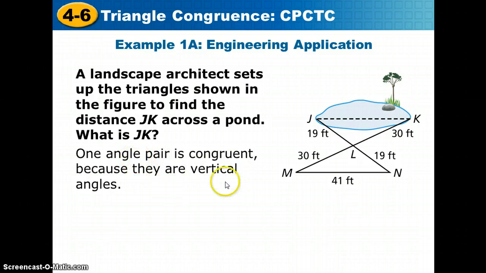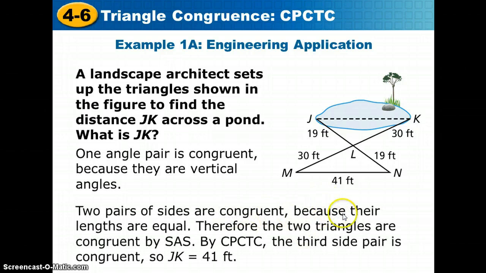One angle pair is congruent because they're vertical angles, like we said. Two pairs of sides are congruent because their lengths are equal. Therefore, the two triangles are congruent by side, angle, side. By CPCTC, the third side pair is congruent, so JK is 41 feet.